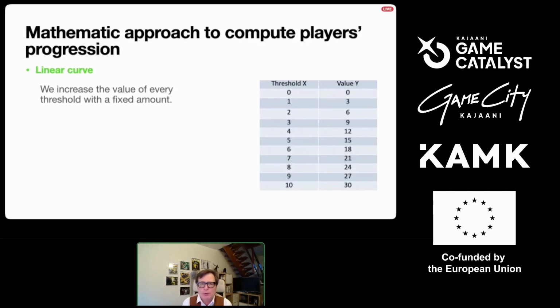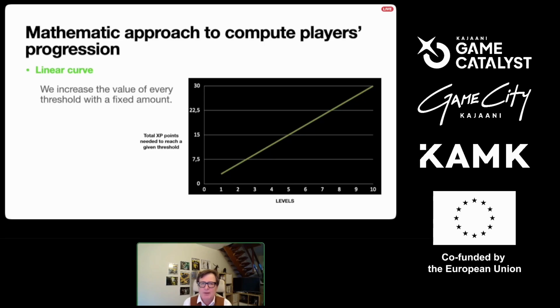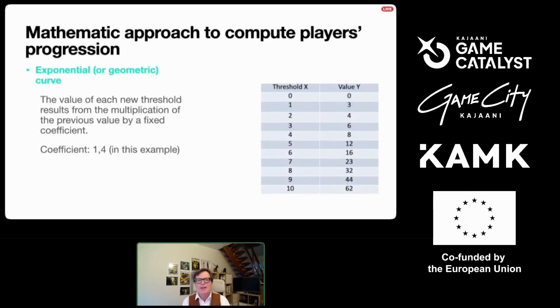First, we have what we call the linear progression. We increase the value of every threshold by a fixed amount. So those are the data, and that's the curve. Clearly this is bad, because it's going to take players the same amount to reach level 10 as to reach level 2. So progression can be too slow early on or too fast later on. Clearly, this curve is bad. Let's forget about it.